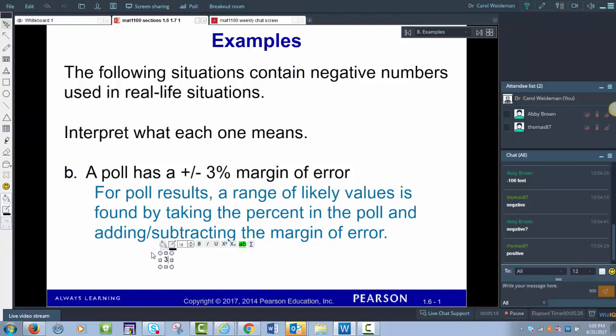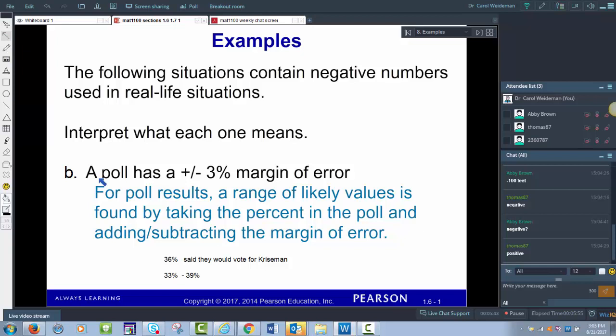Let's say 36% of the people said they would vote for, I don't know where you guys live, but there's a mayoral election coming up in St. Petersburg. So let's say we did a poll and 36% of the people that we sampled said they're going to vote for Rick Kreisman. So with that margin of error, the true estimate is somewhere between 33% up to 39%. So that's what a margin of error means.